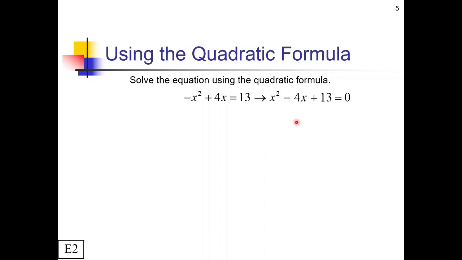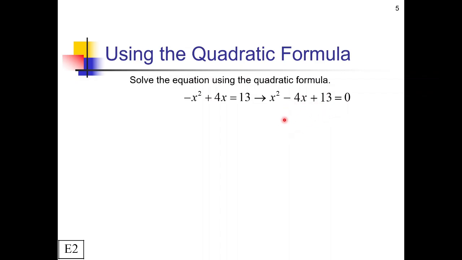Now, it's also worth doing a quick double check on a problem like this, where you have an a value here of 1. We could at least quickly check to see if it's factorable. So are there 2 things that multiply to 13 and add up to negative 4? Well, definitely not. 1 and 13 is the only show in town, so that's not going to work. So we go to the quadratic formula.